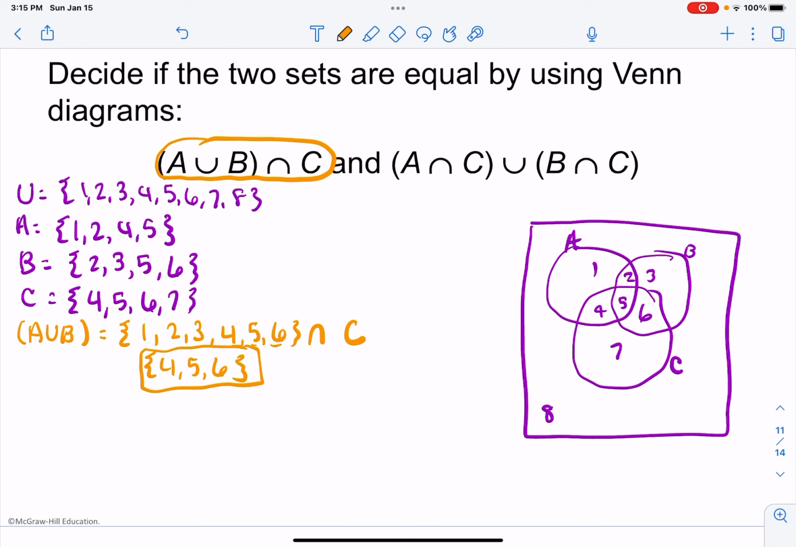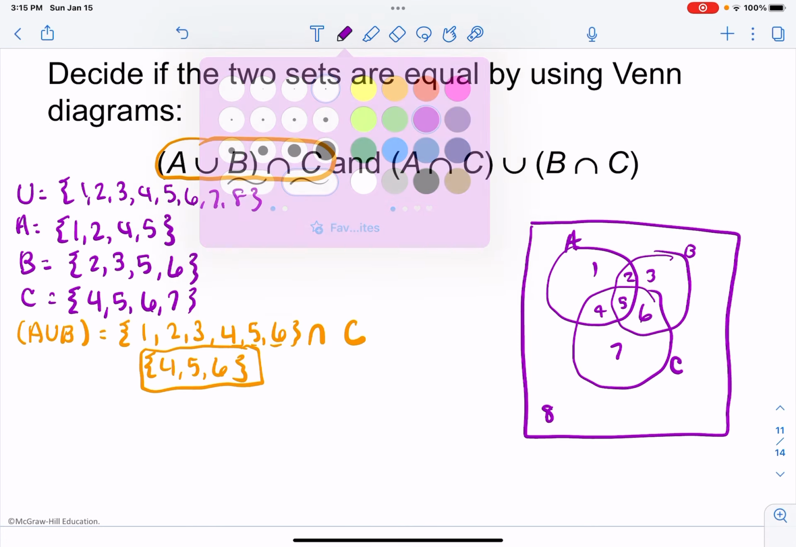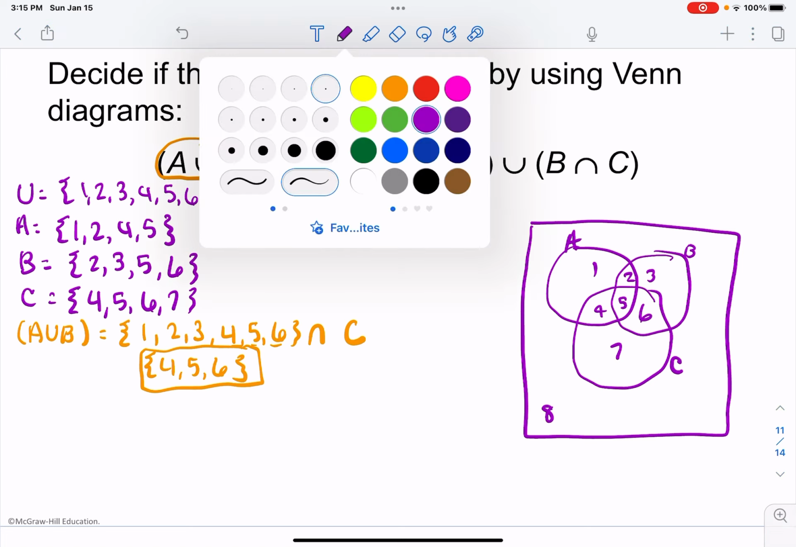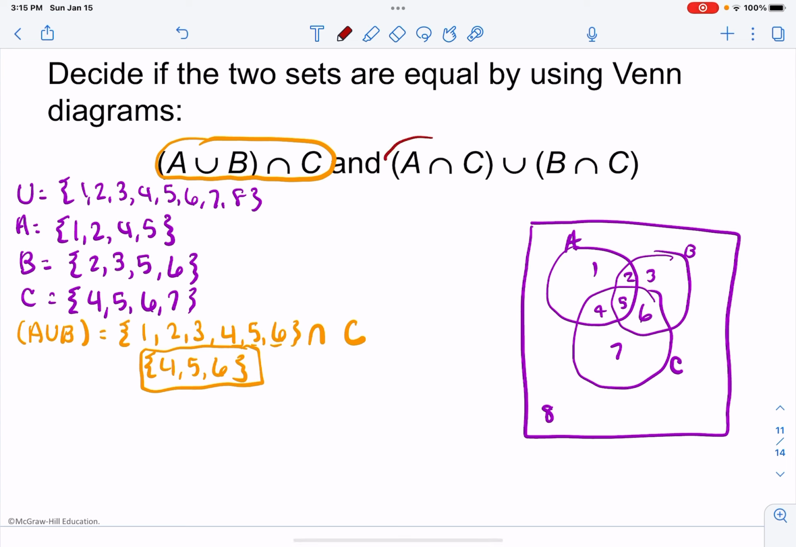Okay, now on this one, I have to do the other one and see if I get the same answer. So, just changing colors here. I have to do the intersection of A and C first. What do A and C both have in them? A is 1, 2, 4, 5. C is 4, 5, 6, and 7. So the intersection of A and C would be 4 and 5.